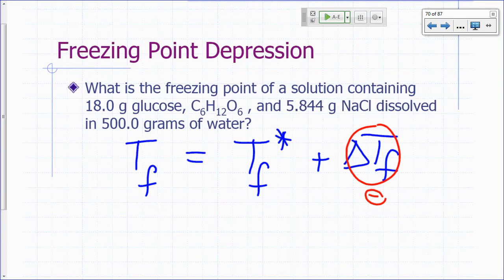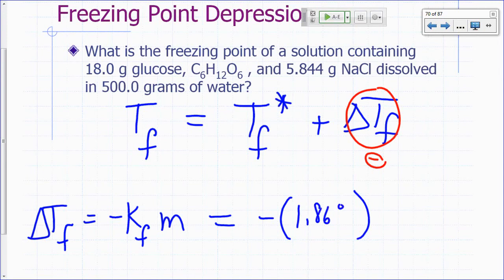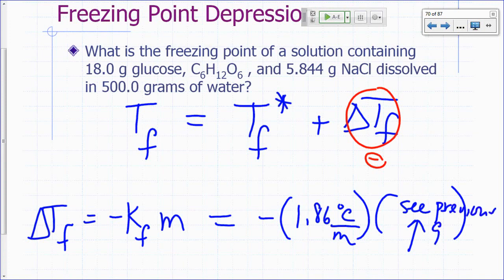Okay, so let's calculate delta TF. How would you calculate delta TF? It's minus K sub F times molality. And in the case of water, K sub F for water is 1.86 degrees per molal. That's the cryoscopic constant for water. And this molality, you just see the previous slides. See the previous question. It's the same problem we have. We have basically the same solution. 18 grams of glucose and 5.844 grams of sodium chloride.